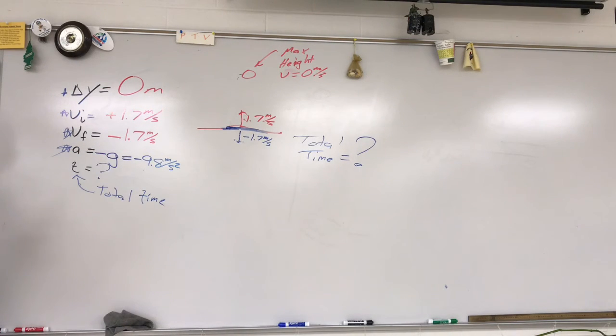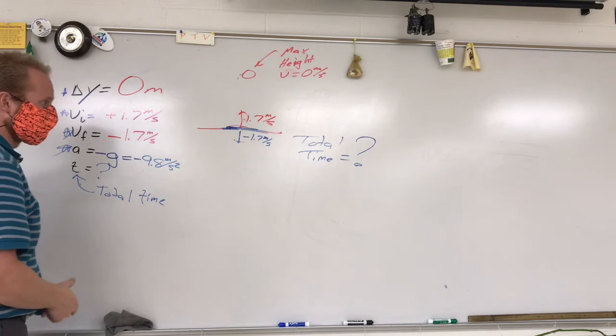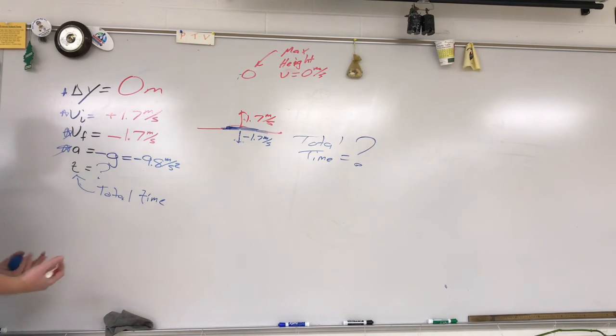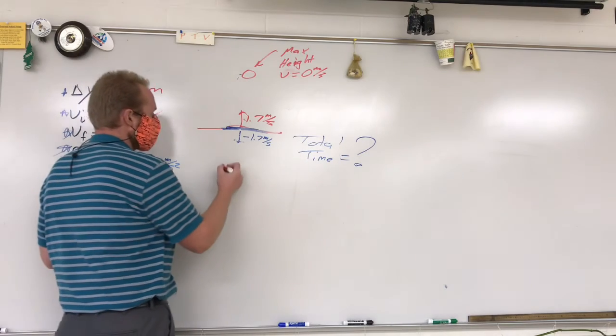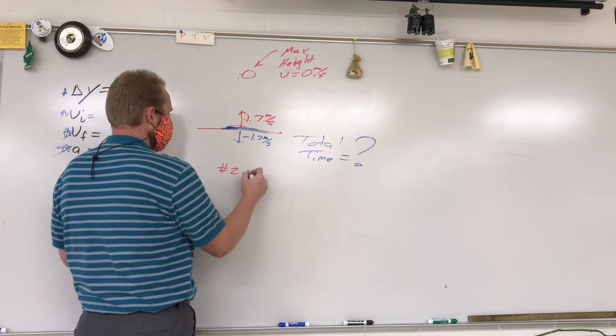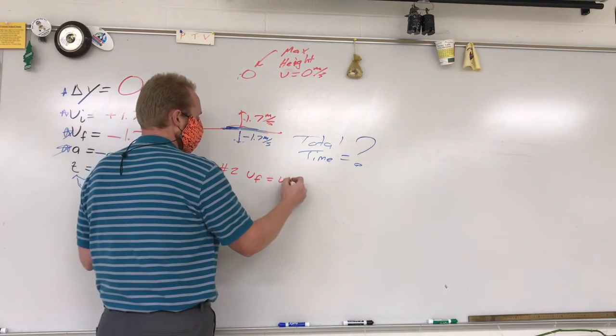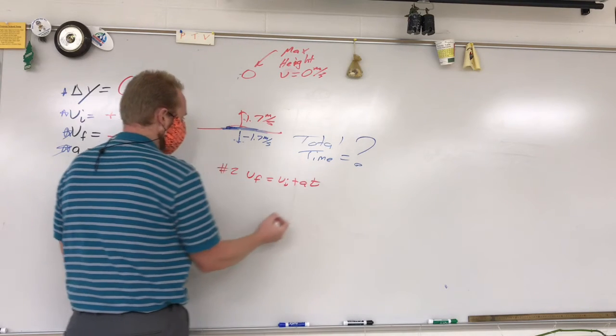So the total time in the air is a delta y is equal to 0 problem. And now what we really have is 4 out of 5 variables. And because we have 4 out of our 5 variables, we can choose almost any equation we want, with the exception of the one that doesn't have time in it. So anything except for equation number 4. But equation number 2, we could say my final velocity is equal to my initial velocity plus a times t.